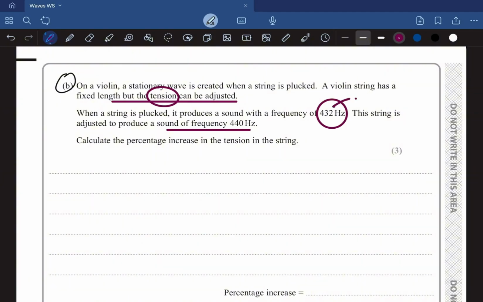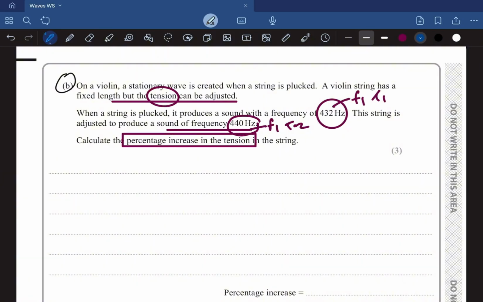So let's say this is for frequency 1, we'll have to figure out the tension 1. And for this frequency 2, we'll have to figure out the tension 2, and then we will figure out the percentage increase in the tension. So to get the percentage increase in the tension, we will have to figure out these two particular tensions, and then using these two tensions we will be able to figure out the percentage increase between these two tensions, right? Now let's figure this out.